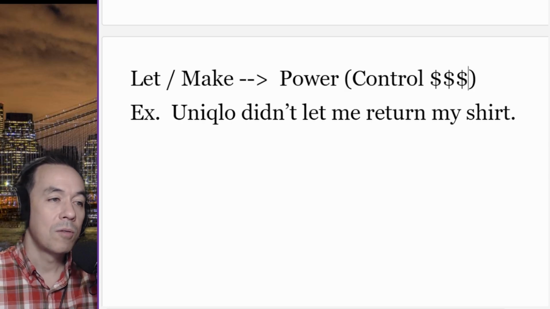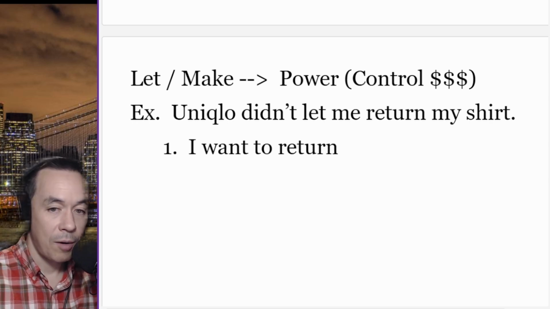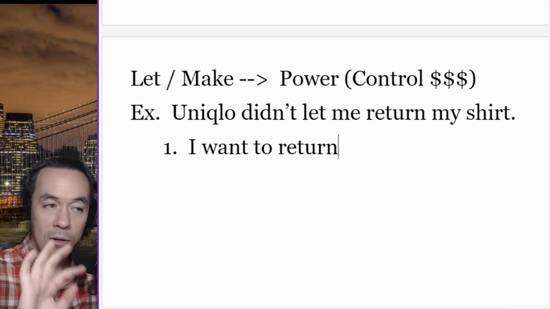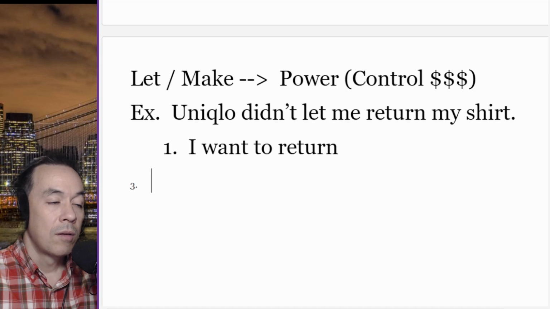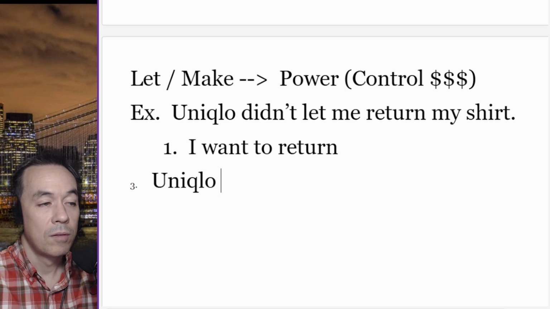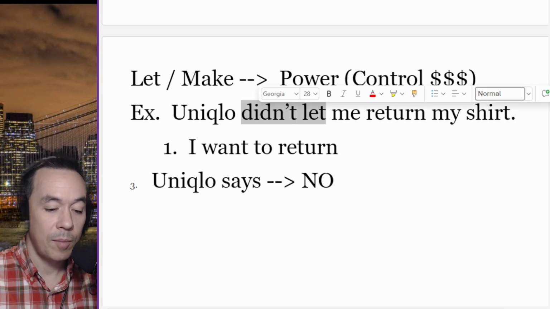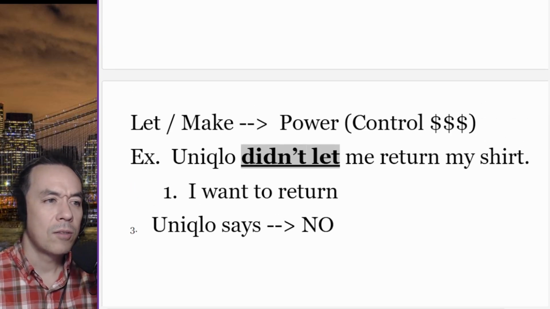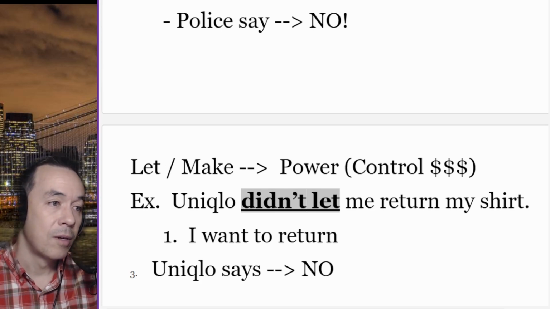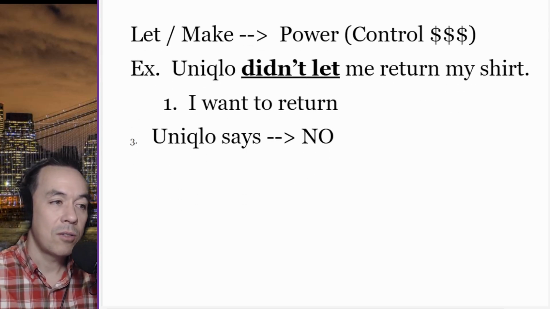So that means, again, number one, I want to return. I want my money. I don't want this shirt. Oh, come on. Oh, Uniqlo says no. Okay, they didn't let me. Okay, so there you go. So that's four examples there of let, doesn't let, didn't let. It does take practice. But now let's go to the second style.